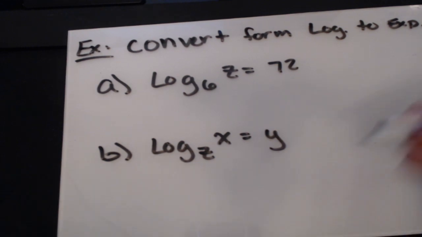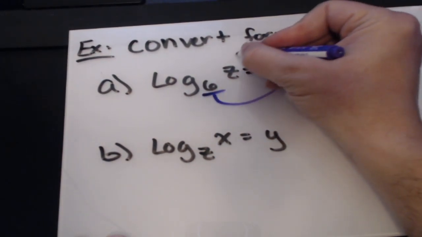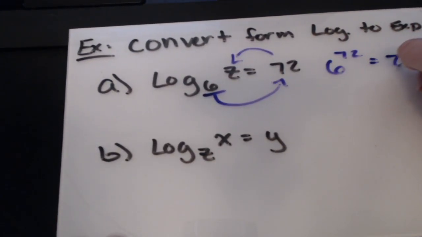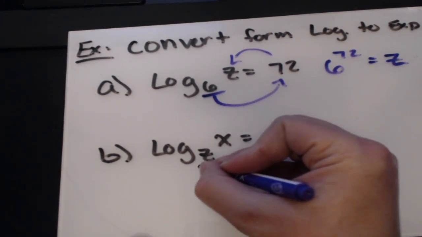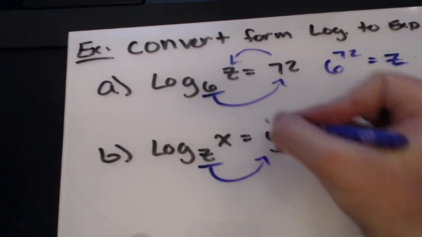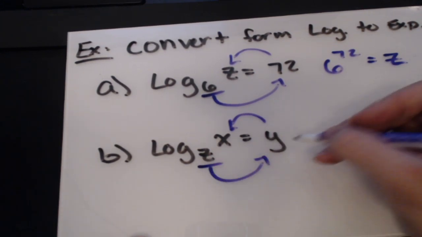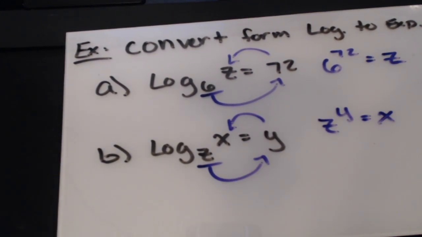So 6 raised to the 72nd power is z. That is a large number. Hey, if you do this problem, find out what z is. Leave it in the comments. For log base z of y... z raised to the power of y is x. All right. Easy peasy, lemon squeezy, as my 4-year-old son likes to say.